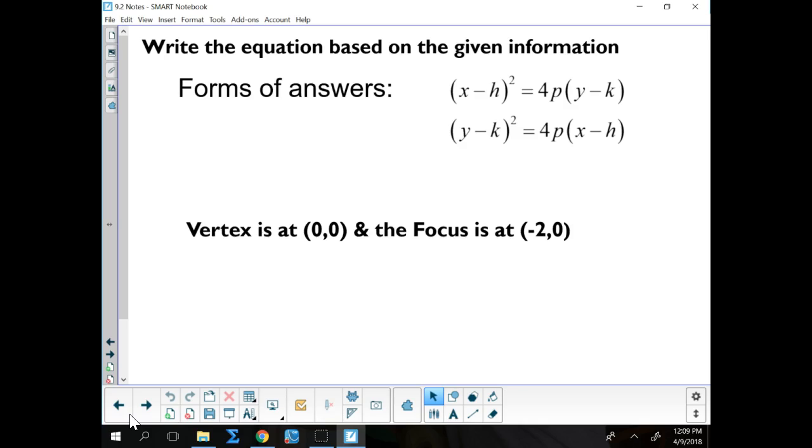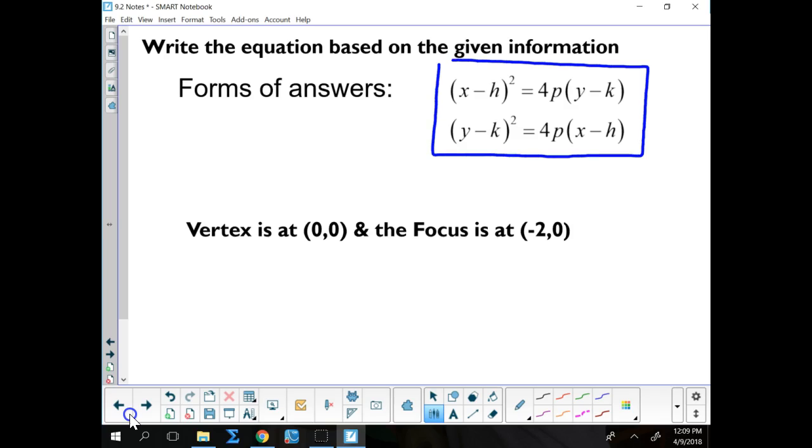So today you're going to be given 2 of the 3 major parts. The 3 major parts are vertex, directrix, and focus. From those 2 bits of information, you're going to be able to give me the equation of the parabola. And your equations of the parabola are going to look like these 2 right here.